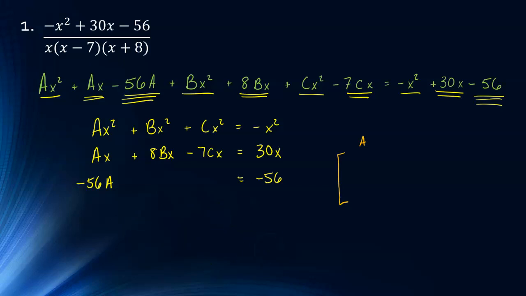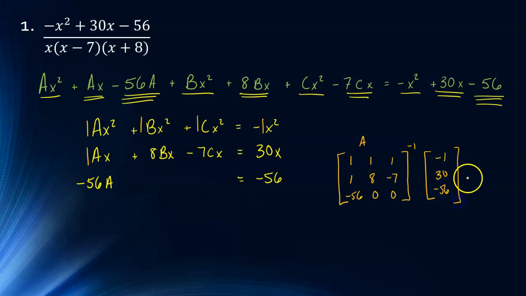All right, so let's write down those coefficients. Here we would have a lot of coefficients that would just be 1. So across the top, we would have 1, 1, and 1. And then the next row, we would have 1, 8, and negative 7. The bottom row, we have negative 56, and the other ones, we don't have any values, so we would just put in zeros. So we're going to take the inverse of that one and multiply it times a constant matrix, which would be negative 1, 30, and negative 56.